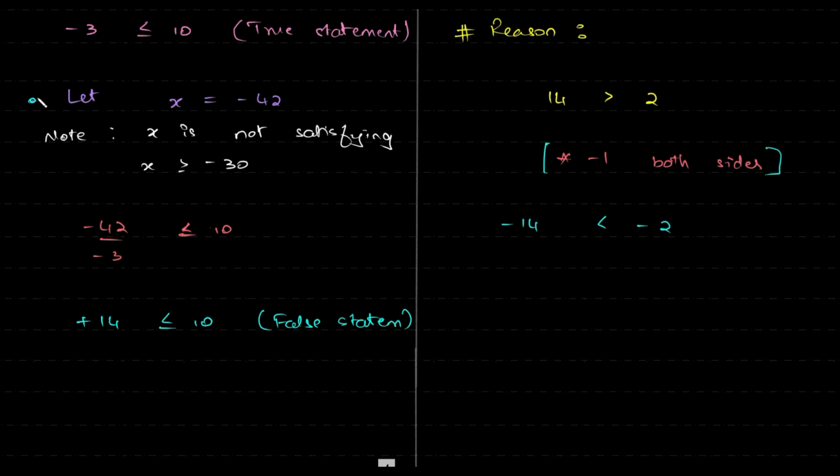Basically, if I take a number line, and this is 0, this is say 2 and this is 14, obviously 2 is closer to 0 than 14. So 2 is smaller than 14. While if I flip all of this, this is minus 2, this is minus 14. Minus 2 is closer to 0 than minus 14. So obviously minus 2 is greater than minus 14.